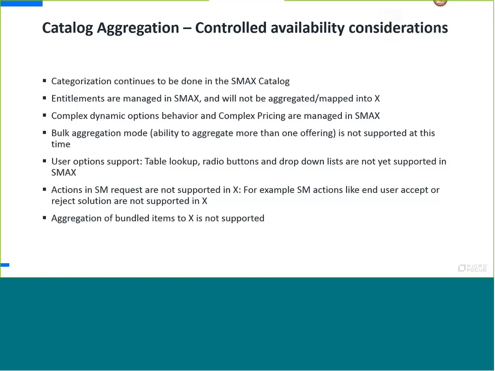You need to work with that entitlement logic. The third one is, since this is still controlled availability, we haven't been able to incorporate some complex dynamic options and complex pricing, so they have to be managed in X separately. Bulk aggregation mode is not supported, so you need to aggregate the offerings one by one. There are certain user options which are not supported, like table lookup and radio buttons. Some of the drop-down lists which are available in SM, those data types are not currently available in X. Those are not yet supported, and there are a few things like those. So we just wanted you to be aware of it.